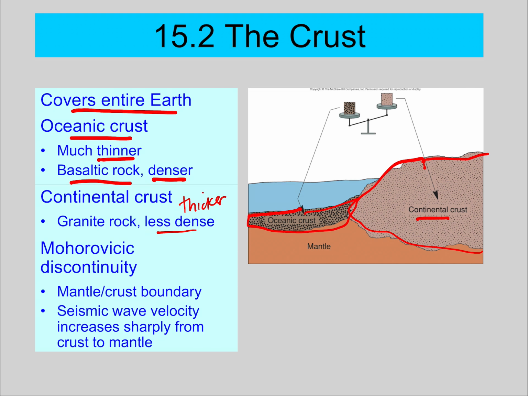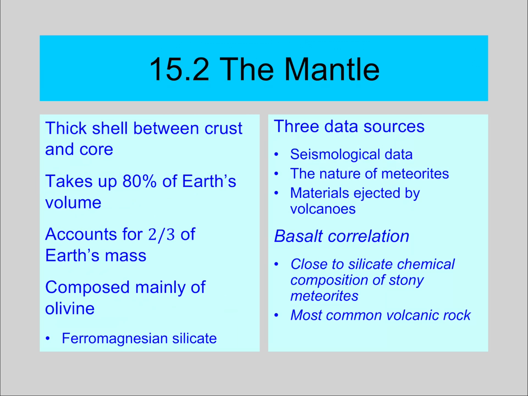Now we're going to have the mantle that's located right underneath the crust, but there is going to be this thing called the Mohorovičić discontinuity, which is the mantle-crust boundary. And what we know is that seismic wave velocity increases sharply from the crust into the mantle. So there's just this little layer in here, where the waves traveling through all of a sudden travel much faster once they go from the crust to the mantle, telling us that they're made up of different materials.